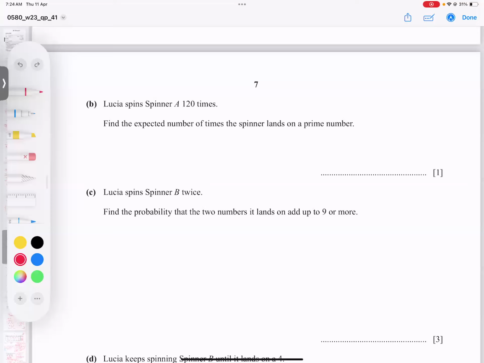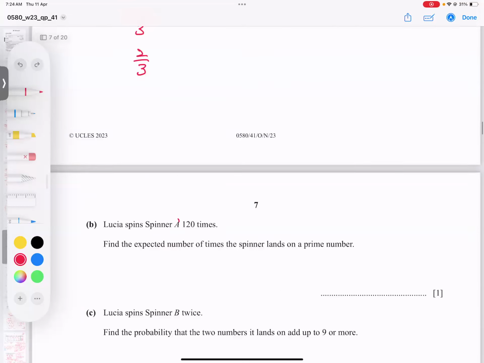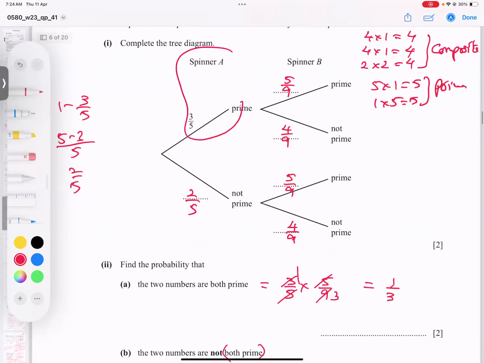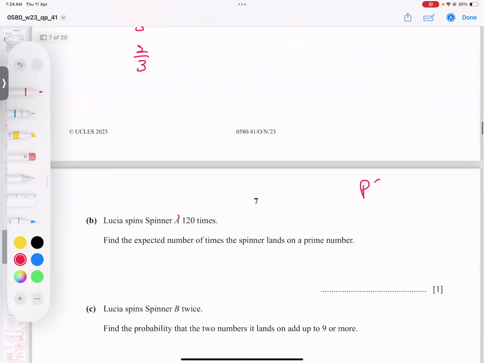For example, this person spins the spinner this many times. Spinner A. Before I start, what is spinner A? The chance of a prime number is 3 by 5. So the probability of the prime number is 3 over 5, make sure. He's saying expected number. Whenever expected number of times comes, we have a formula. So expected values, expected number. What is the formula? Probability multiplied by number of times. Probability multiplied by number of times.